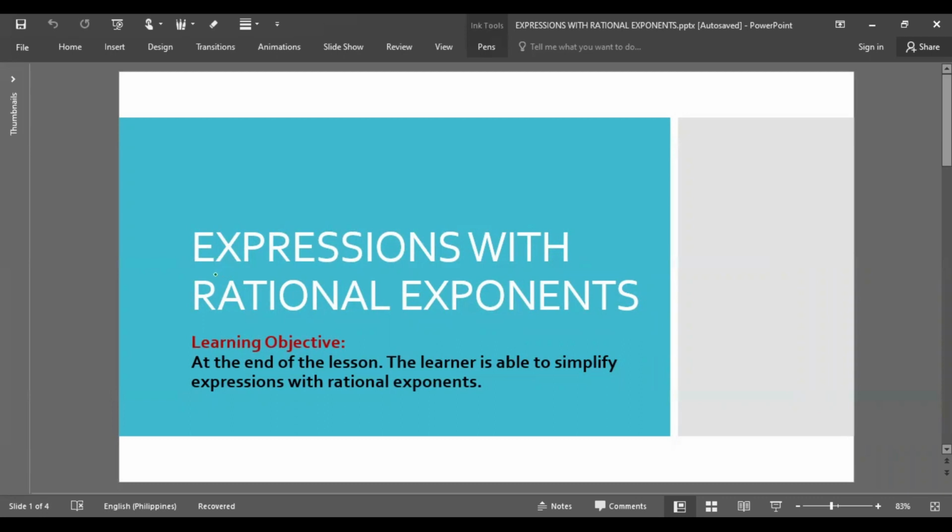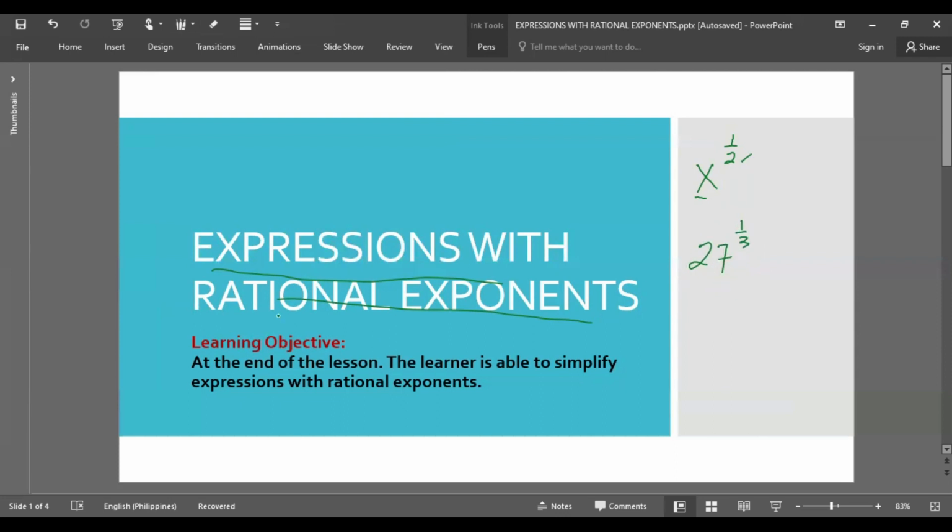Today, we will be dealing with expressions with rational exponents. An example of an expression with a rational exponent is x raised to 1/2, wherein this is the base and this is the rational exponent. Another example is 27 raised to 1/3. So these are examples of expressions with rational exponents.